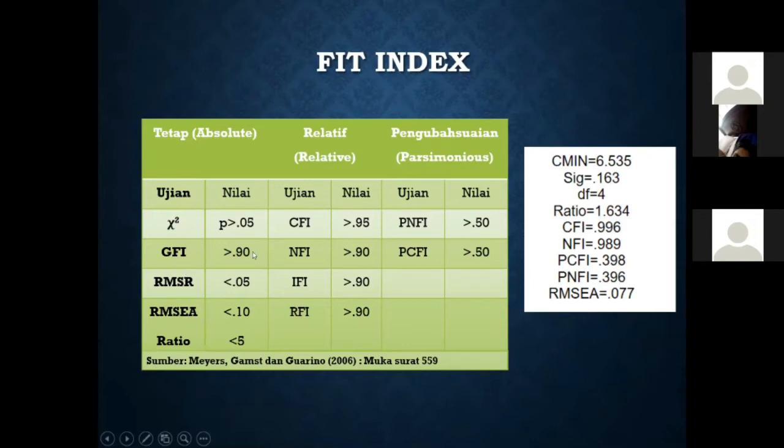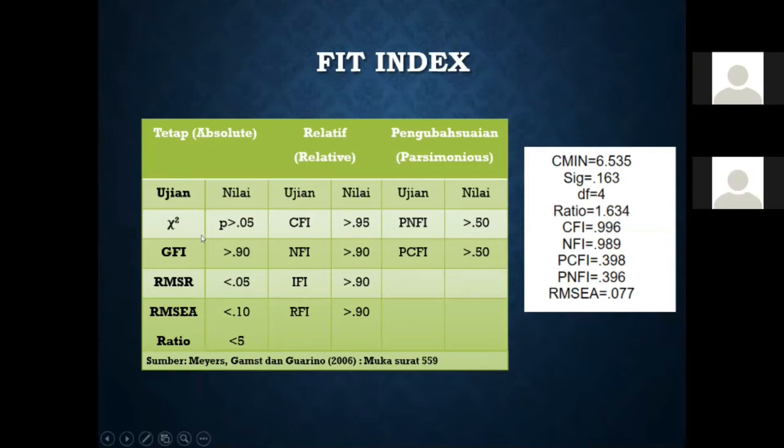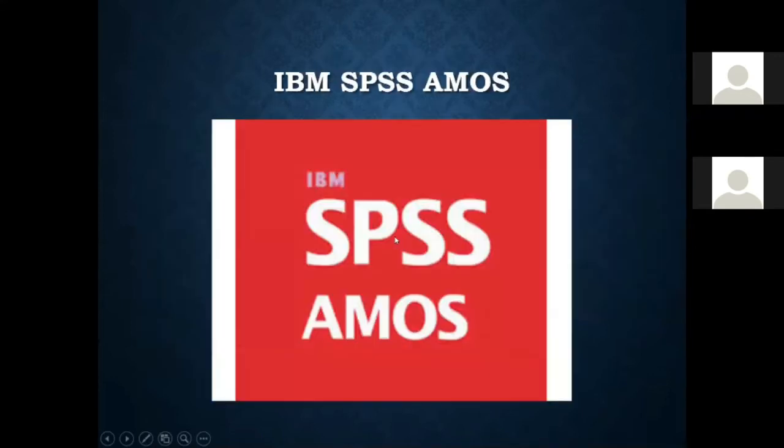Let's say that the GFI is less than 0.9, but the RMSR is less than 0.05. So you can always use only RMSR, not GFI, because GFI is not good as it is less than 0.9. So at least one test in the absolute, relative, and parsimonious indexes. Okay, this one is MOS.